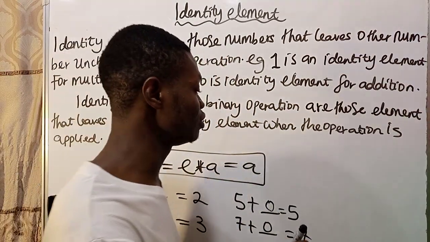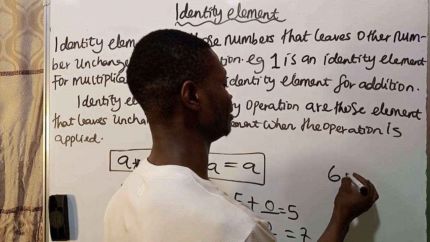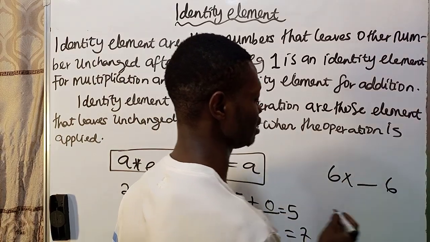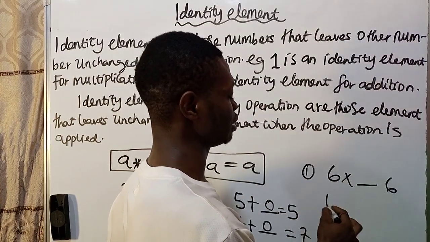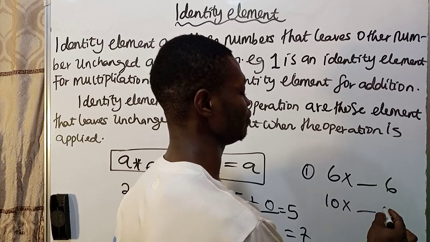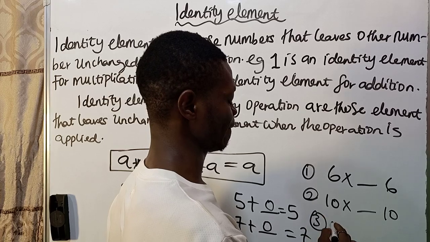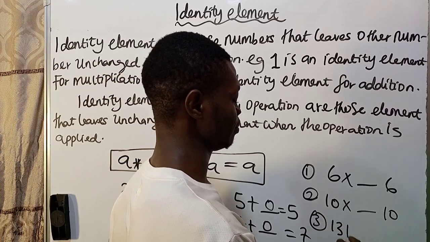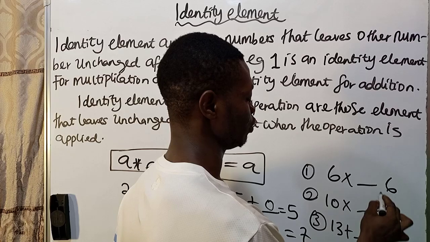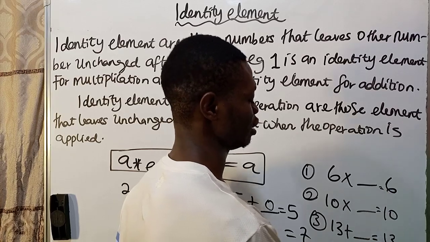So okay, let me leave you with this one. Question number one: 6 times dash will give me 6. Question number two: 10 times dash will give me 10. Question number three: 13 plus dash will give me 13. Put the answer in the comment section.